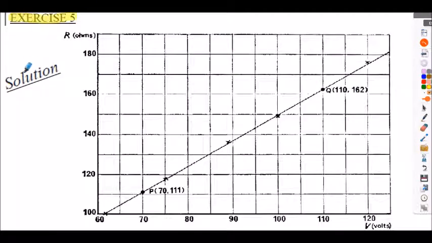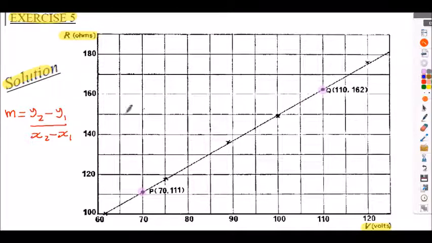Exercise 5 solution. Here's a graph of the resistance R in ohms on the vertical axis plotted against the voltage V in volts on the horizontal axis. The horizontal axis shown starts at 60 on this slide, but hopefully you have started from the value of V equal to 0 on your graph. So hopefully what you've done is extrapolated your line back to where it hits the vertical axis, and from that you will just read off the value of R. I'm going to work out the gradient using the 2 points of P and Q.